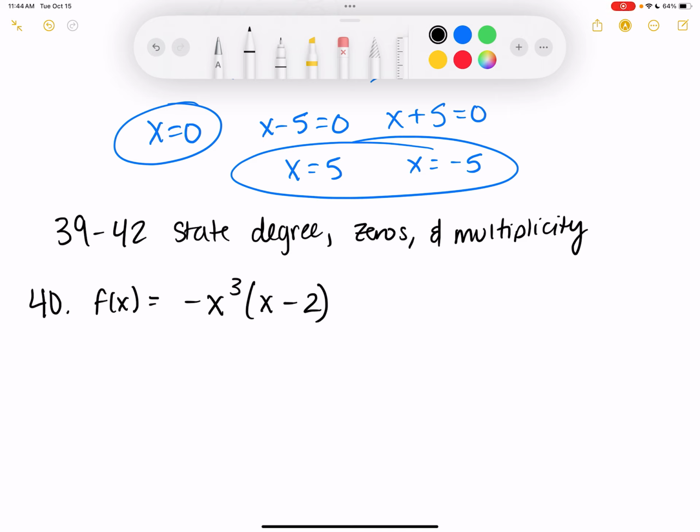So for the degree, I would need to get it written in standard form so I can ensure that I have it right. So this would be negative x to the fourth plus 2x cubed. So what is the degree? 4. So if you don't rewrite it, I'm not going to force you to rewrite it, but you need to make sure you multiply so that you get your degree right, because otherwise you probably would have said it was degree 3. The zeros, if I set each of those pieces equal to 0, what am I going to get my zeros are?